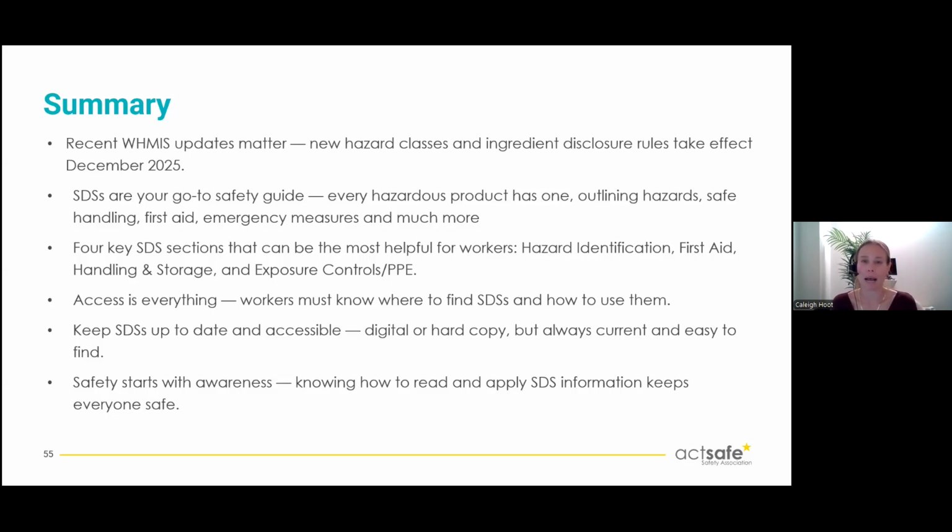We talked about my favorite 4 key SDS sections and how they can be most helpful. We talked about how access is everything. So workers need to know where they can find their SDSs and how to use them. We want to keep those SDSs up to date and accessible, whether that's hard copy, digital copy, however that works for you and your crew. And then at the very end, my favorite is safety starts with awareness. So knowing how to read your SDS is going to keep everybody safe.